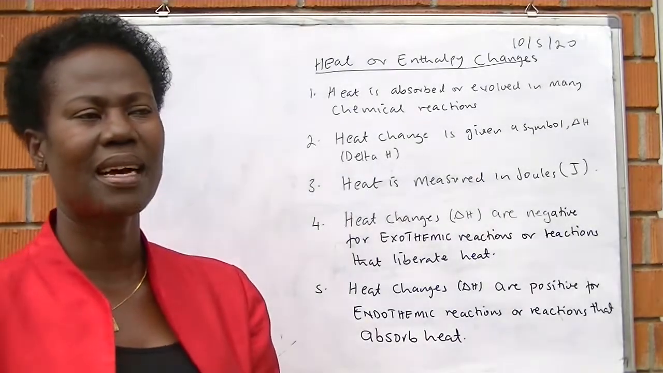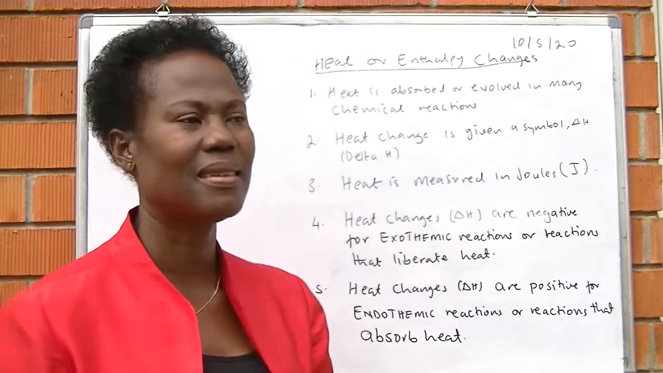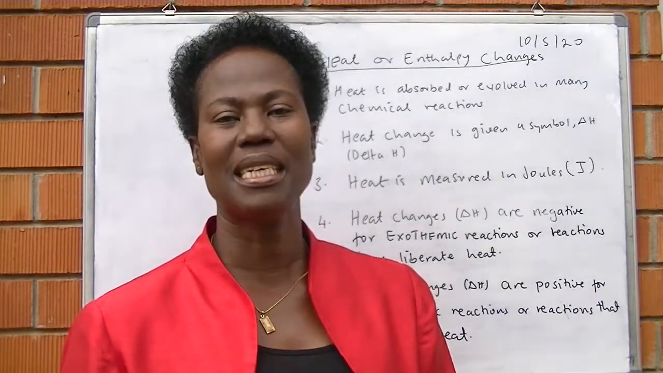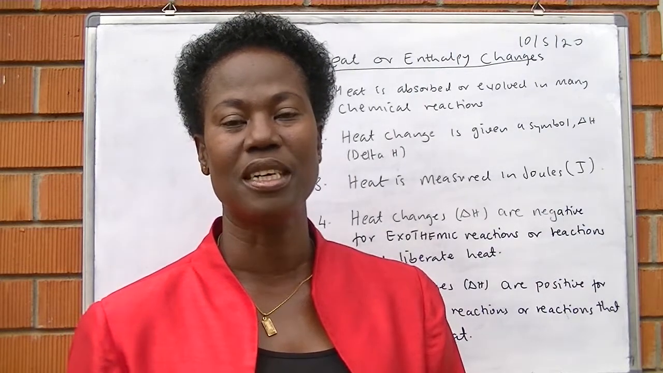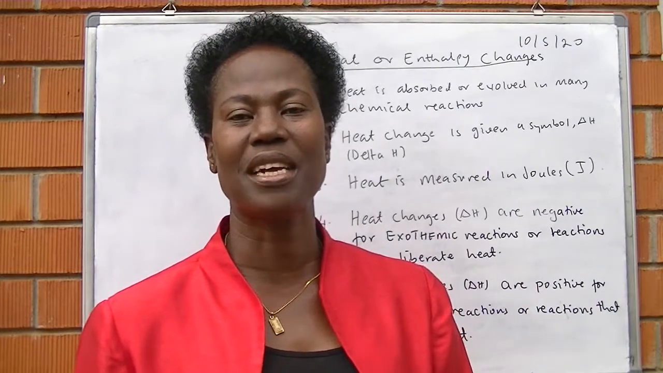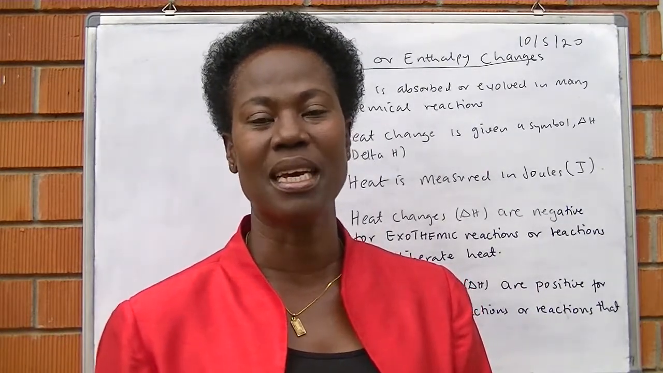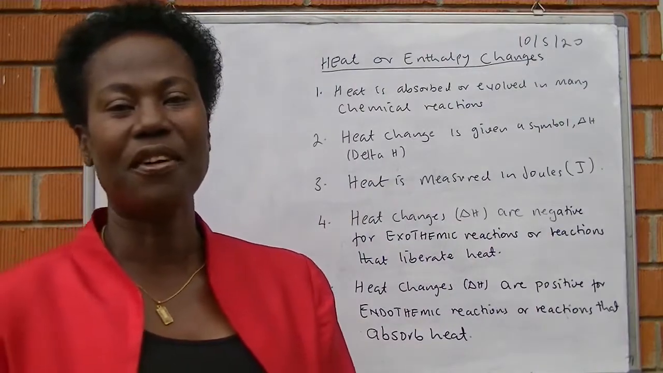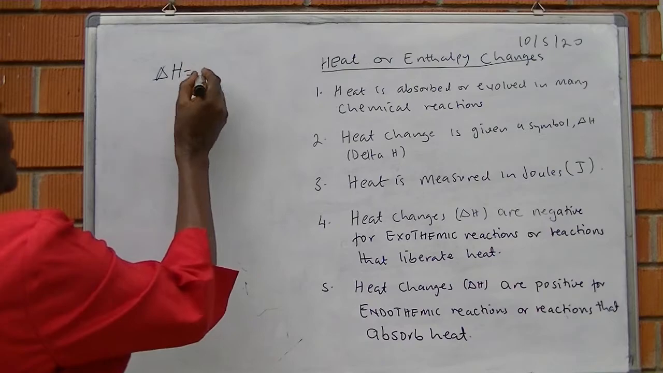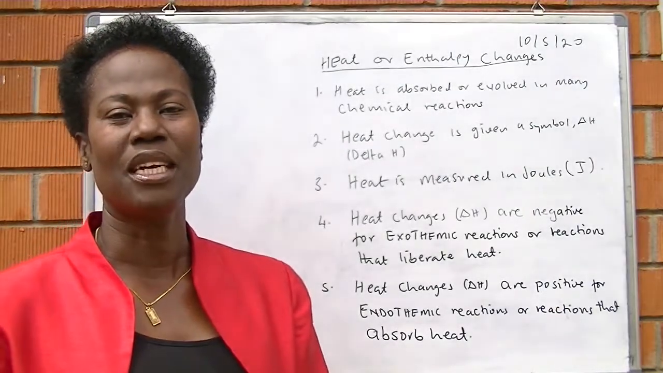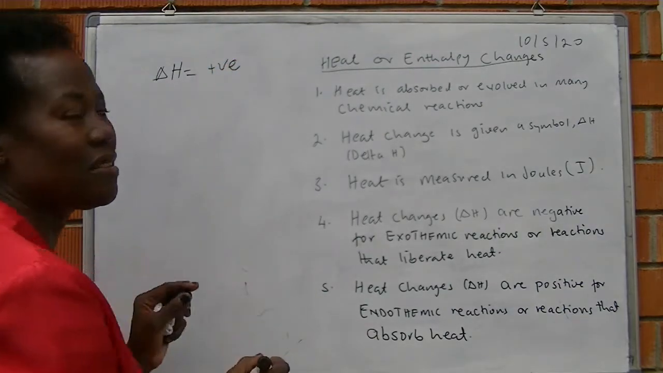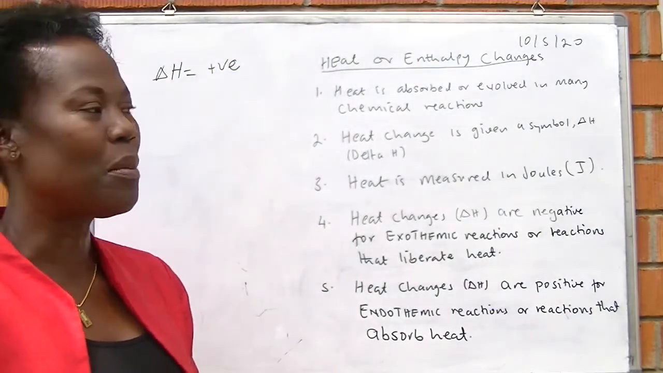Today we are going to discuss heat or enthalpy changes. For many chemical reactions, usually heat is absorbed or involved. For the type of reaction where heat is absorbed, that type of reaction is called an endothermic reaction. The sign for heat changes is given as delta H. The sign for an endothermic reaction is positive, and positive means heat is absorbed.